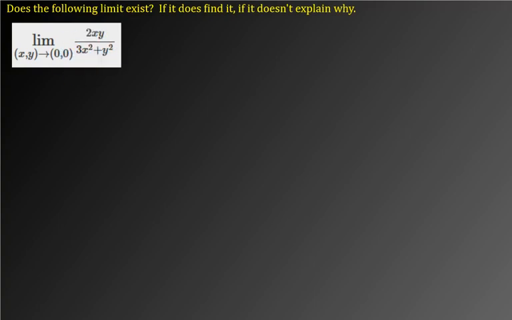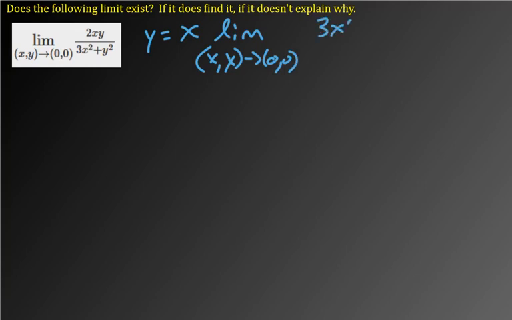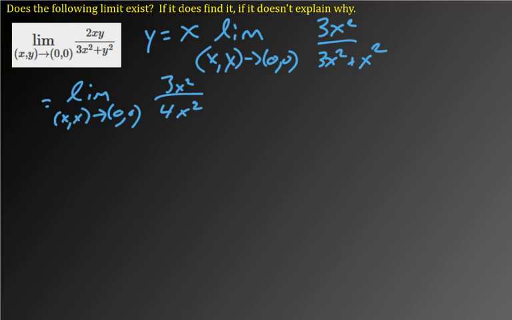So I'm going to try to come in first on y equals x and see what I get. So I would do the limit as x, y approaches 0, 0. And then I'll have 3x squared up here, and then 3x squared, and then all the y's are just becoming x's, right? So then, I guess I'll write it down here. All right, so then, just combine like terms there, cancel this off, and you can get 3/4, right?